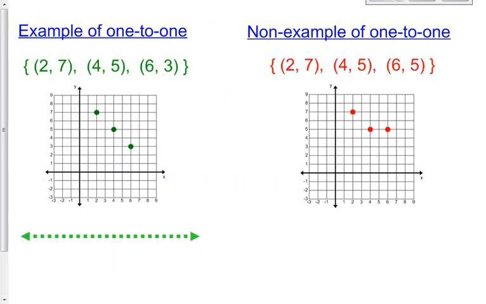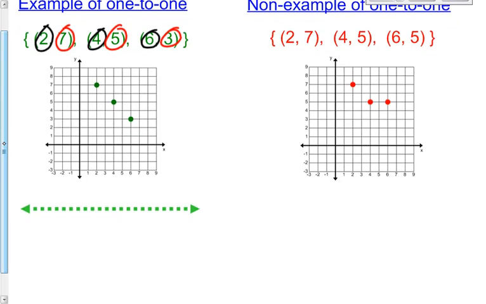All right, so now what I want you guys to do is pause the video and see on your own, tell me if this is a one-to-one function. Oh, never mind, I already told you the answer. This is an example of a one-to-one function. As you can see, the x's do not repeat themselves, 2, 4, and 6, and the y's do not repeat themselves, 7, 5, and 3. So that's a quick way that you can tell if it's one-to-one or not. And as you can see, this one is.